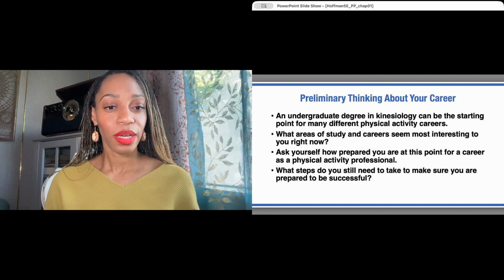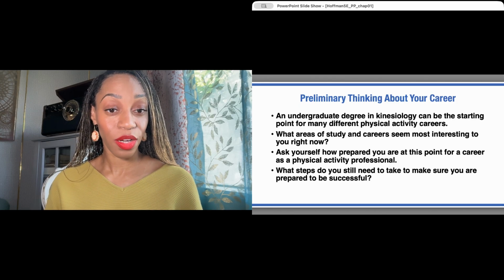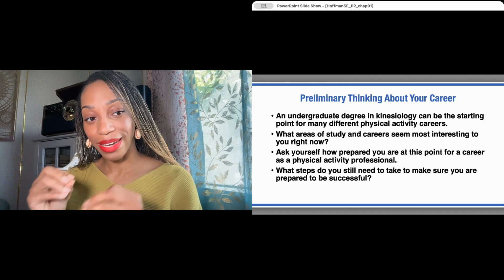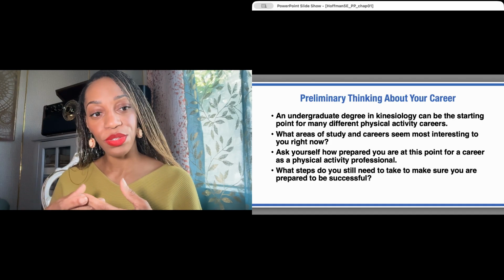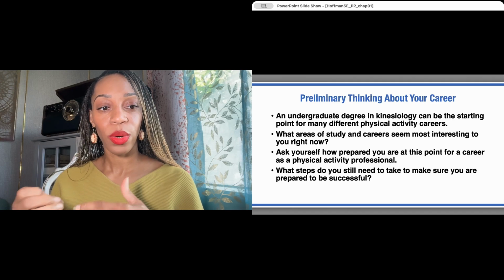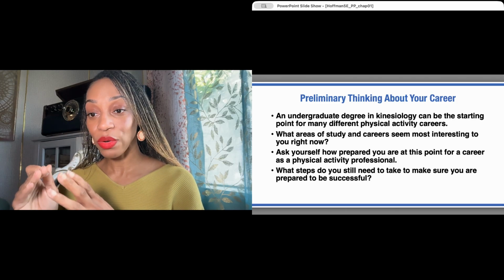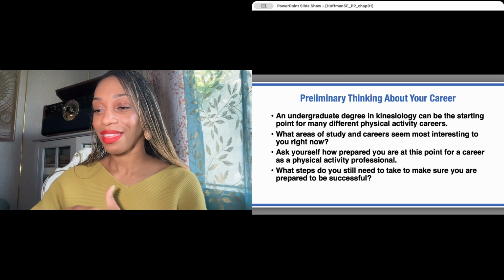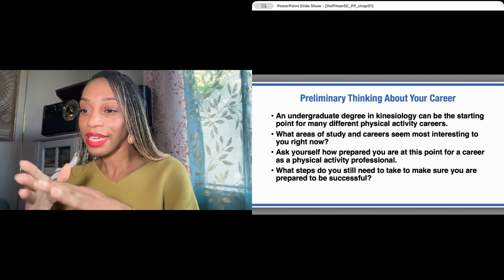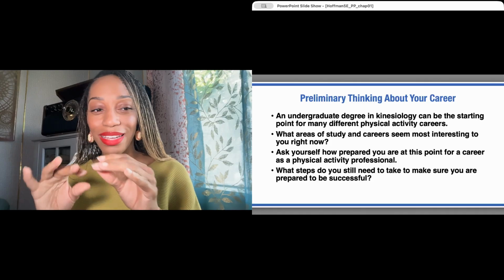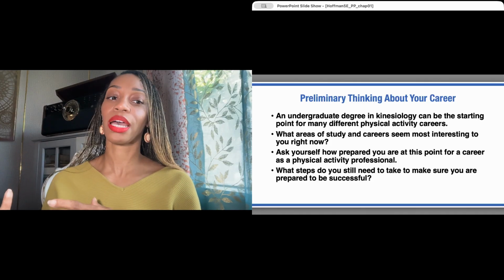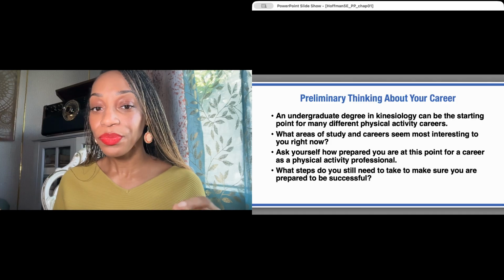And also, what areas of study and career seem most interesting to you right now, and then matching that with your skill set and understanding what areas you may struggle in. Because if you struggle in an area that is critical for your career choice, then you know where you need to ebb and flow, study more, get a study partner, dedicate more time to certain classes, etc.